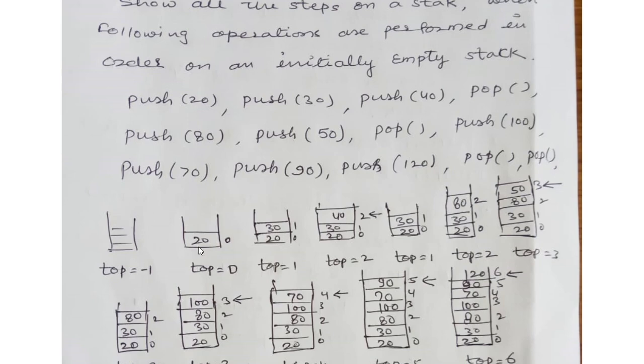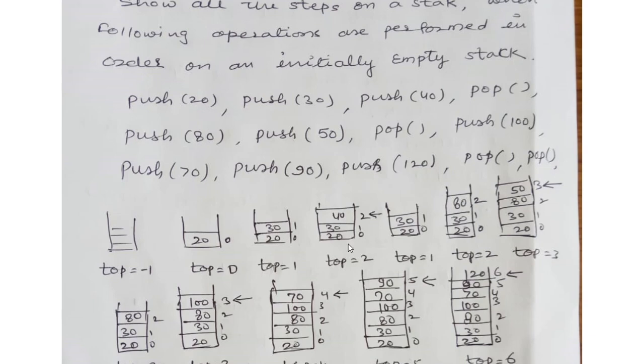So top becomes 0 and we put here 20. Now we are pushing, next operation is push 30. So now when I will push 30, it will go above it. So this top is now 1. So I have increased the top. So here top is now 1. So top is pointing that here is the top element.